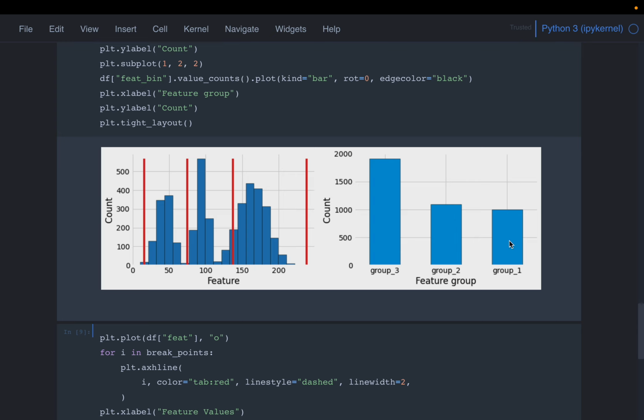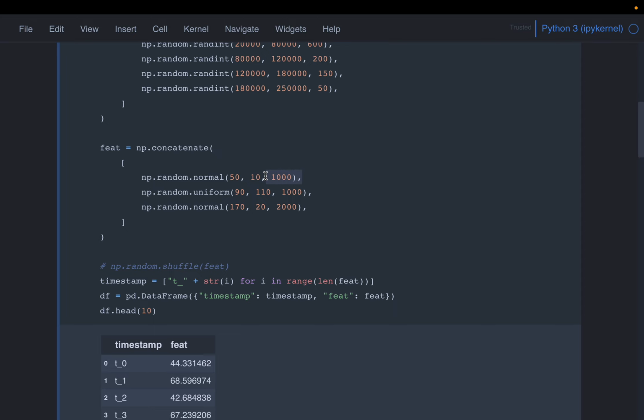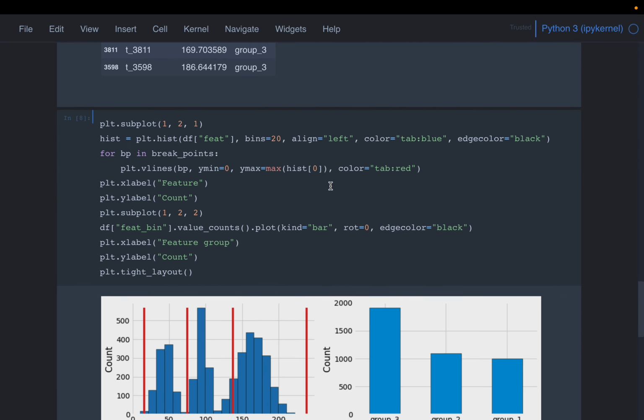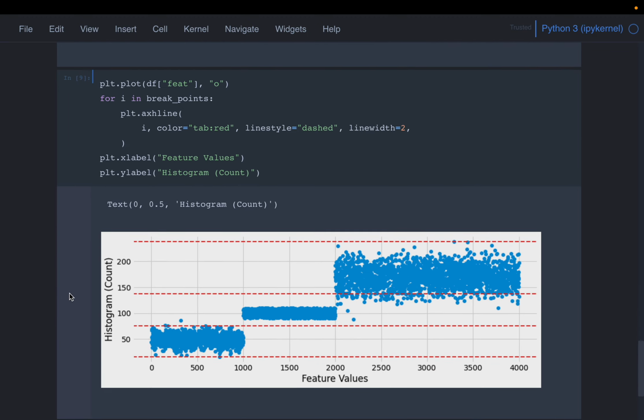Whereas group 1, which is clearly separable from groups 2 and 3, has the exact number of points we had when we constructed the data, right? As you can see here, group 1 is a normal distribution spread from here to here. So group 1 has the exact number of data points as we generated, whereas some of the data points from group 3 have been distributed to group 2. That we can see from the below plot as well.